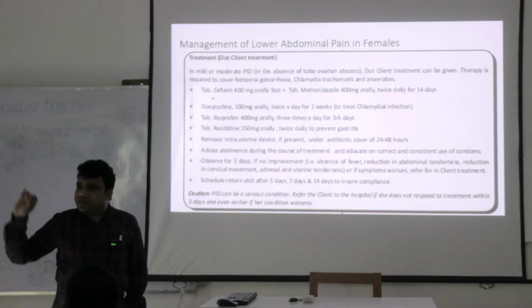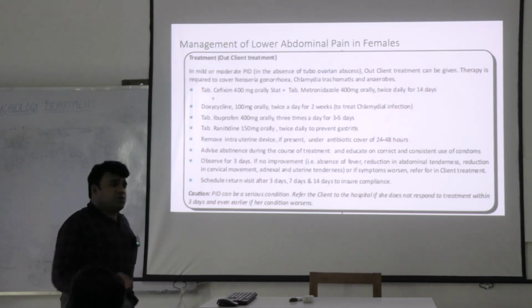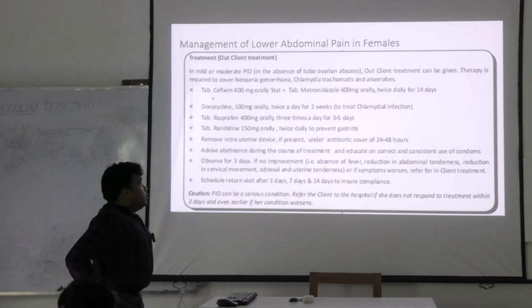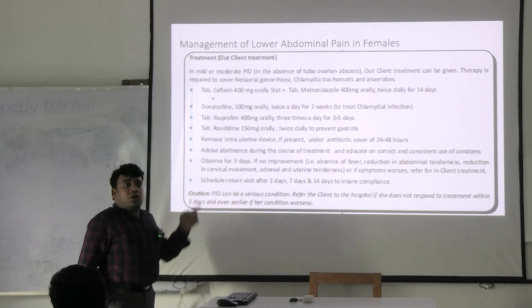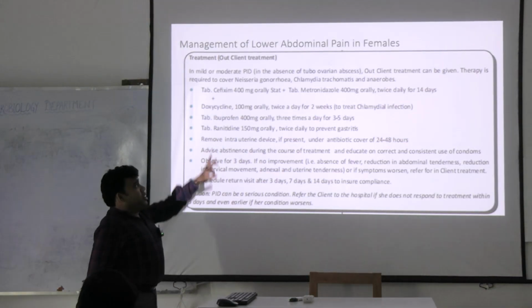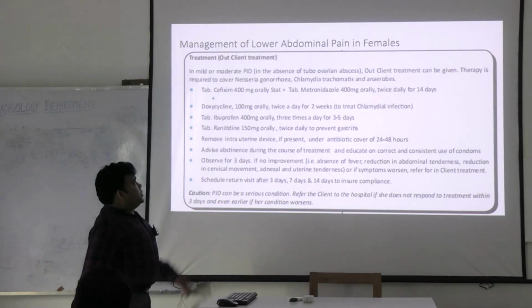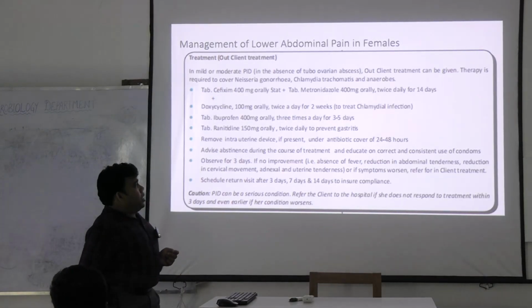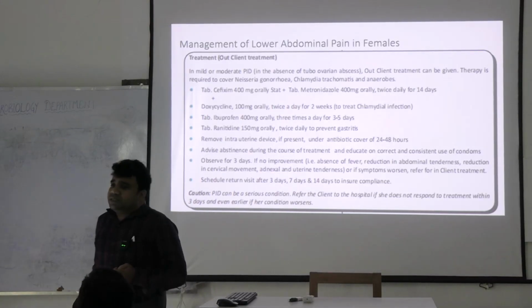Prescription লিখে দিলে একটা ultrasound, but you have to prescribe some drugs. What are the drugs you have to give? First is for gonorrhea, you have to give cefixime. For pelvic inflammatory disease, you need to give doxycycline 100 mg for 2 weeks, and along with that, you have to give symptomatic management with ibuprofen, and Rantac is given for prevention of acidity.